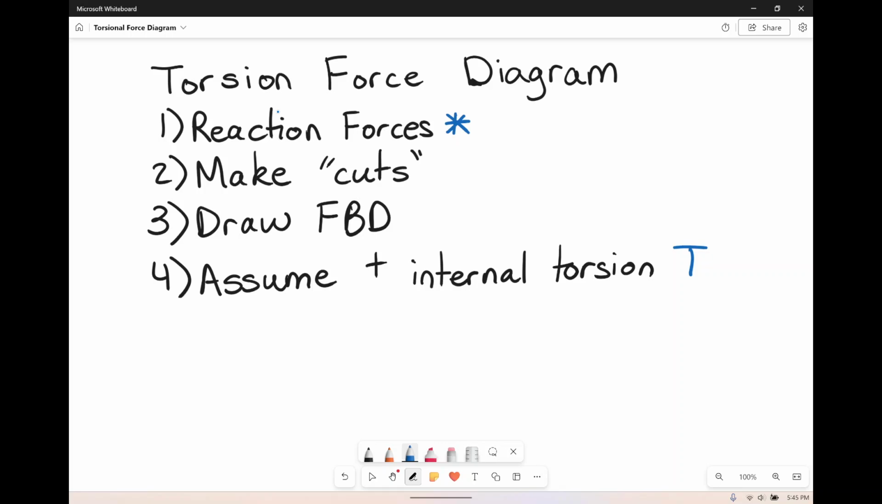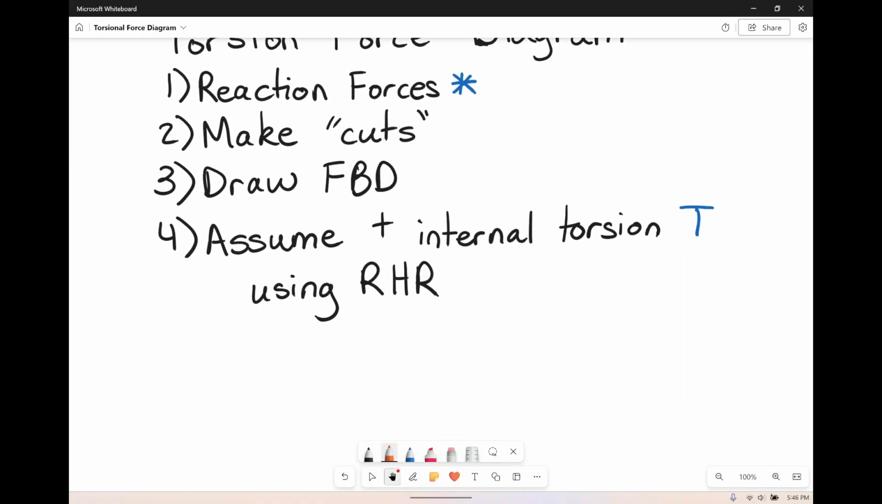T is for torsion. And how do you figure out what direction is positive? We do that using the right hand rule. Yes, RHR, right hand rule. This unfortunately assumes that you have a right hand. If you don't have a right hand, then you do it with the left hand and you flip the values. Yes, that's effectively it.